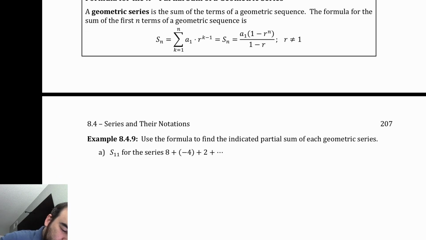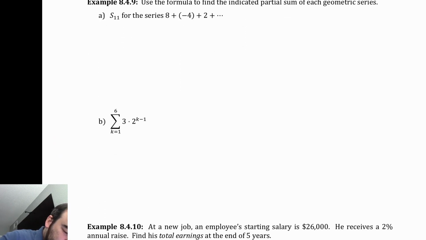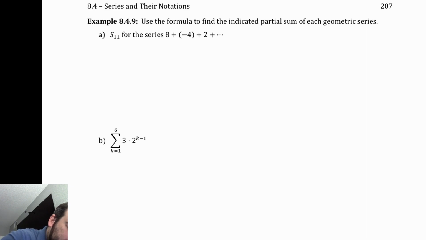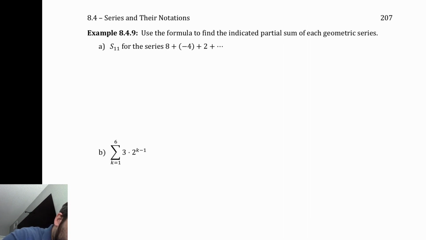So let's see how it works in action. This first one I think was done in the video. No, I can't remember. But I'll do this one. The sum of the first 11 terms. All we need to know is n, and we need to know a1, which is the first term, and we need to know r, which is the common ratio. So once we know those three pieces, we can just plug them into the formula and figure out what the sum is here.